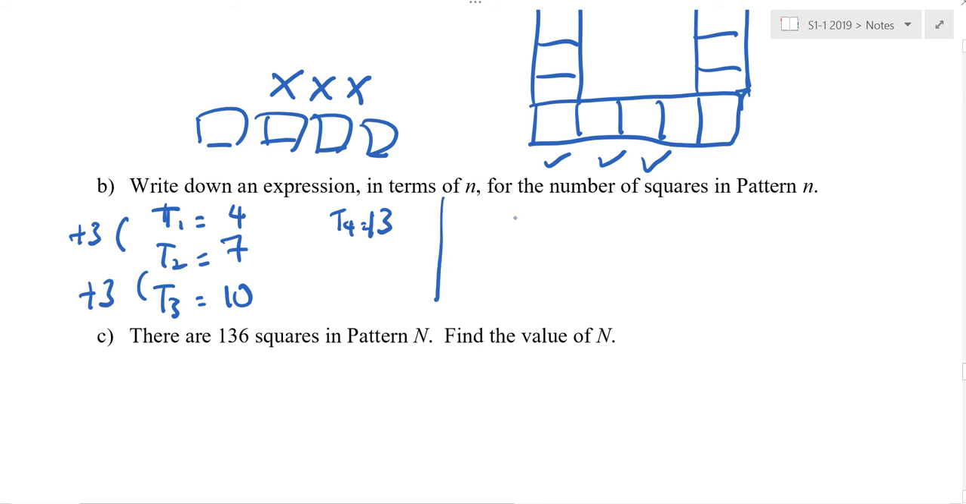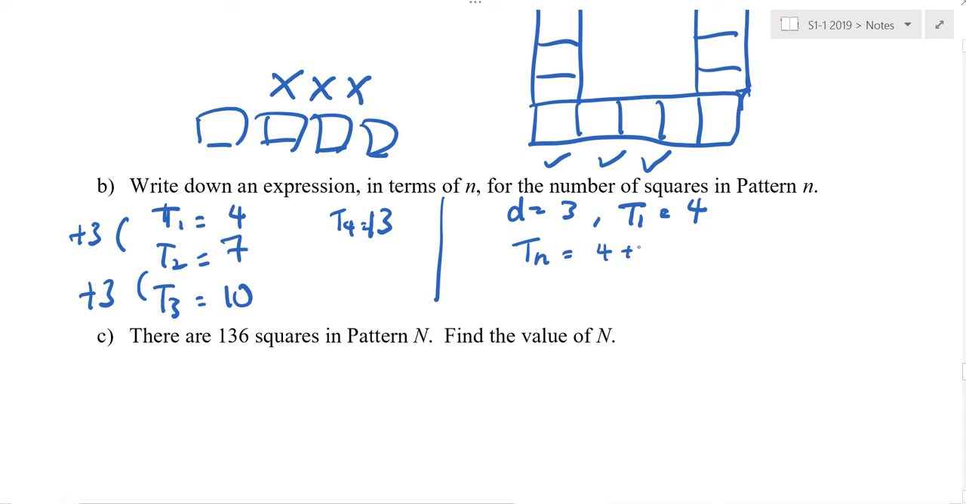Term 1 is equal to what? 4. So I can start the formula. Term n equals to... 1. Let's have 4 of you standing up. Who wants to help me? What is term n? 4 plus 3 bracket n minus 1.